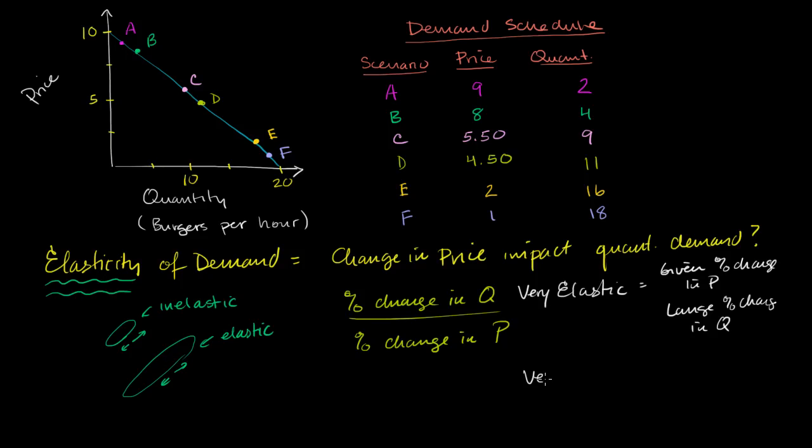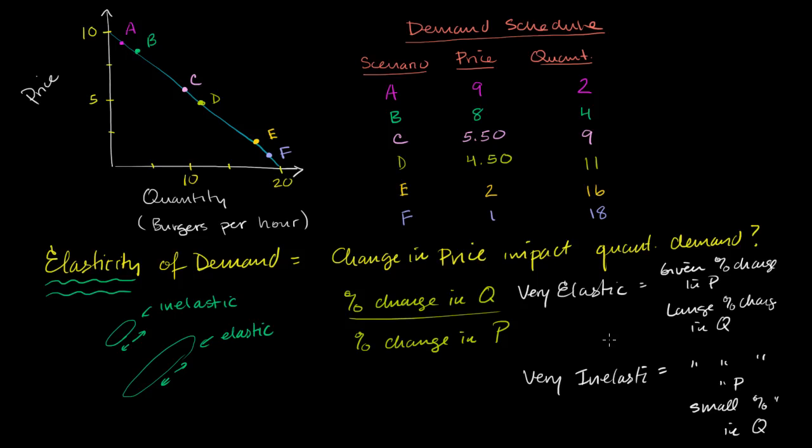And if something is very inelastic, given a percent change in P, you have a small percent change in Q. Just like a rubber band, for a given amount of force, if you're not able to pull it much at all, then it's inelastic. If you're able to pull it a lot, it's elastic. Same thing with price and quantity. For a given change in price, if the percent quantity demanded changes a lot, very elastic. If it doesn't change a lot, very inelastic.